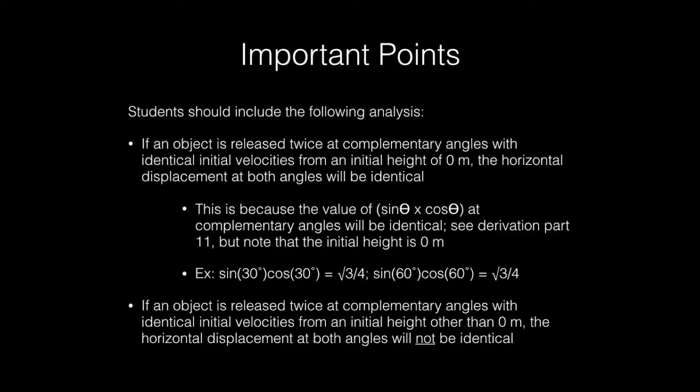As an example, sine of 30 degrees times cos of 30 degrees is equal to root 3 over 4, and sine of 60 degrees times cosine of 60 degrees is root 3 over 4. Please note, if an object is released twice at complementary angles with identical initial velocities from an initial height other than 0 meters, the horizontal displacement at both angles will not be identical.